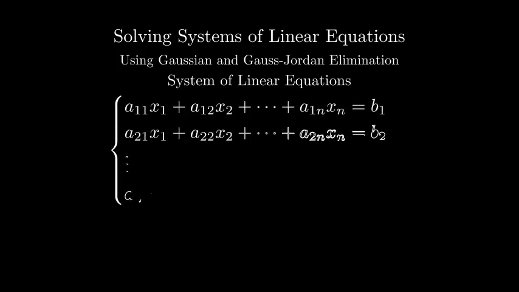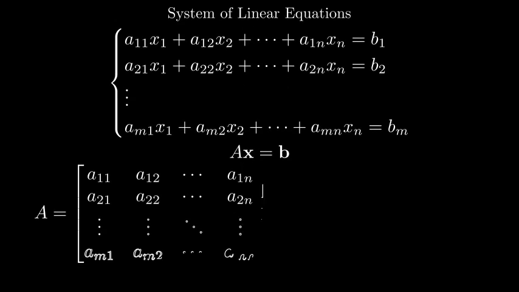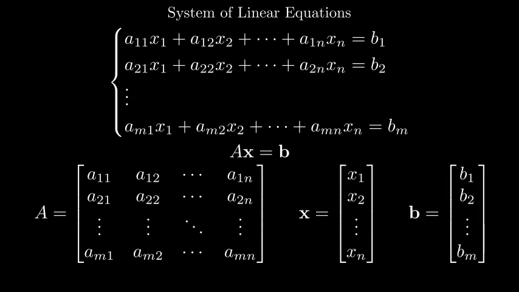A system of linear equations is a collection of two or more linear equations, each involving the same set of variables. We typically denote these variables as x1, x2, and so on. This system can also be represented in matrix form as Ax equals b, where A is the coefficient matrix, x is the vector of variables, and b is the vector of constants on the right-hand side.